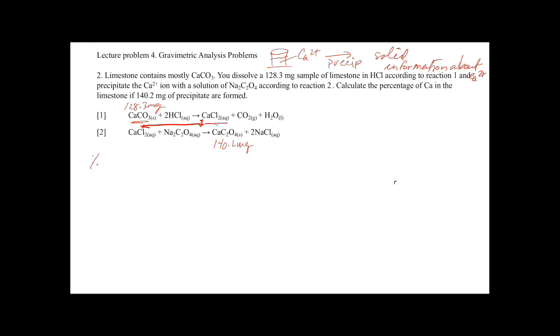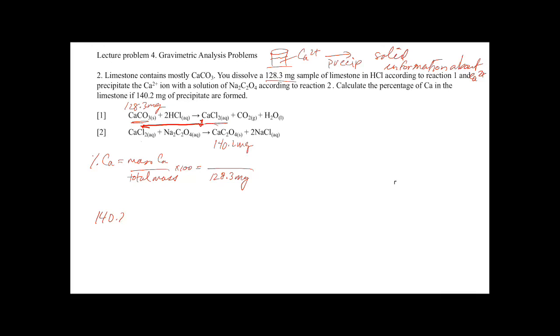Now, if we remember percent composition, the percent of calcium in the limestone is going to equal the mass of the calcium divided by the total mass, multiplied by 100. So in this case, our total mass is the 128.3 milligrams of the limestone that's being dissolved. And then what we want to figure out is how much calcium was in that limestone. That's what we're going to get. And the way that we're going to get that is by looking at the calcium oxalate that was precipitated.